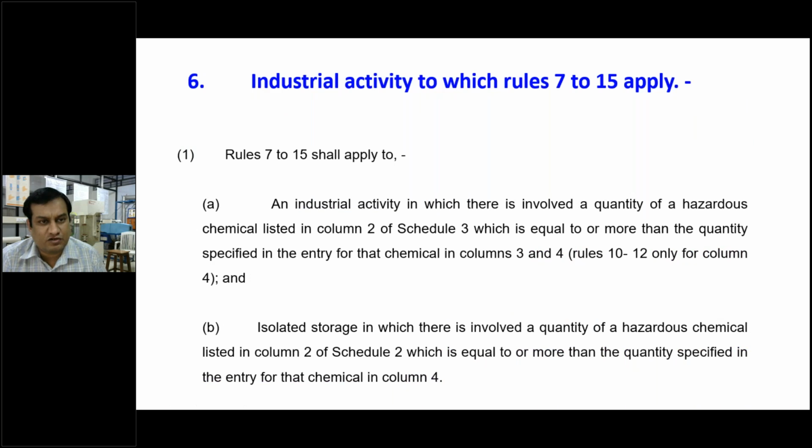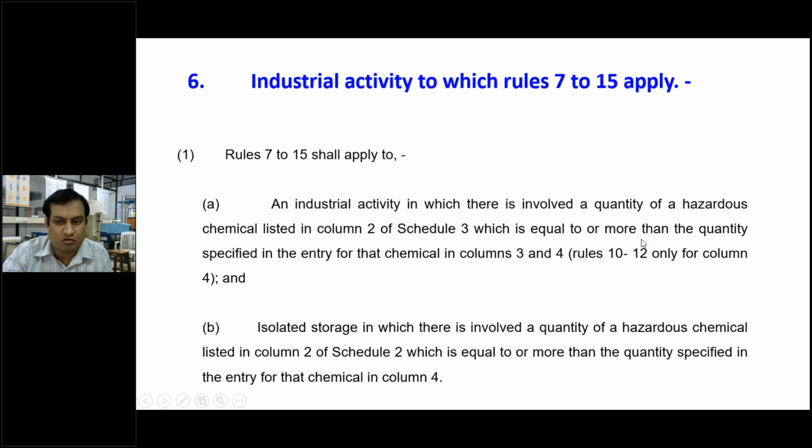Then rule 6, focusing on the industrial activity to which rules 7 to 15 apply. Whatever the industrial activities, we have already discussed this. That may be an operation, a process, a manufacturing process, some other process, an isolated storage, or a pipeline. All these things which are related to hazardous chemicals are nothing but industrial activities. So an industrial activity in which there is a quantity of hazardous chemical listed in column 2, schedule 3, which is equal to or more than the quantity specified in the entry of that chemical in columns 3 and 4.